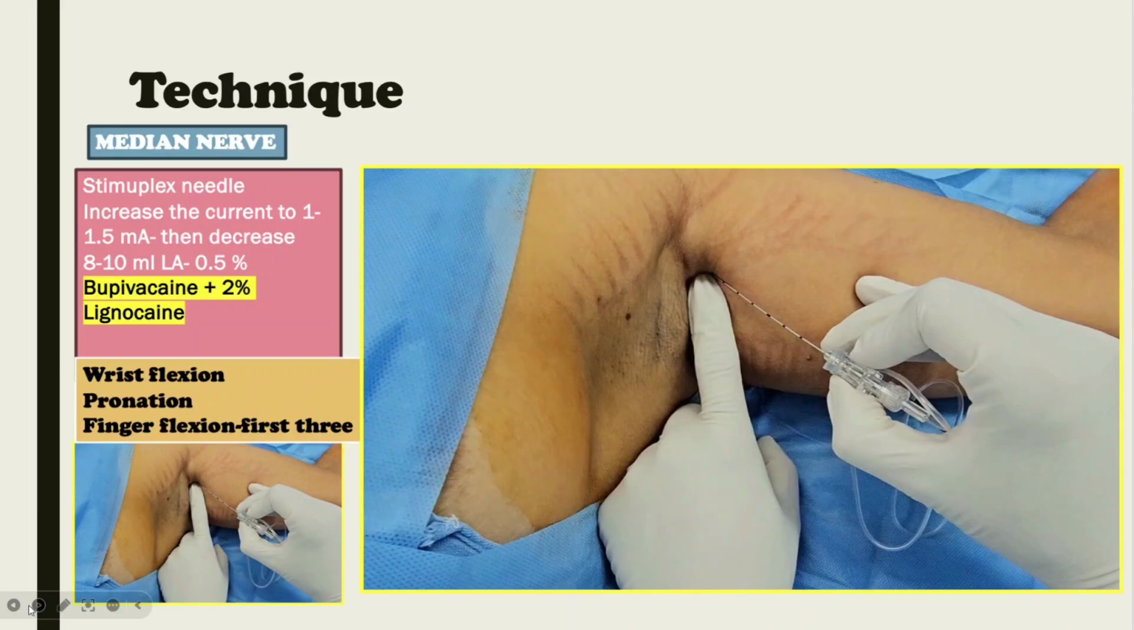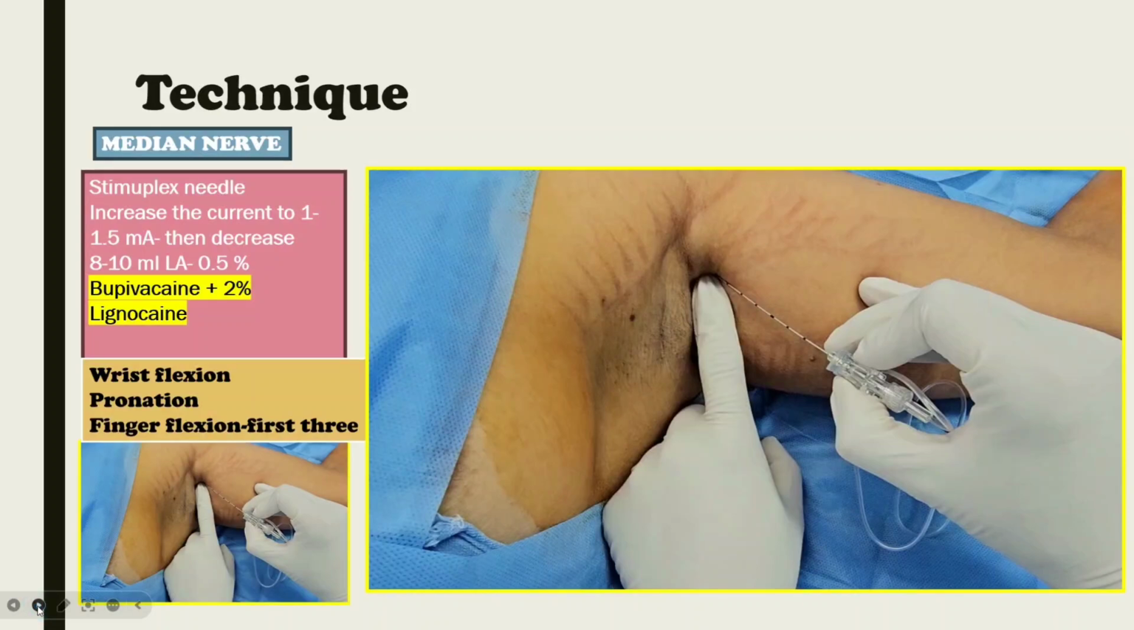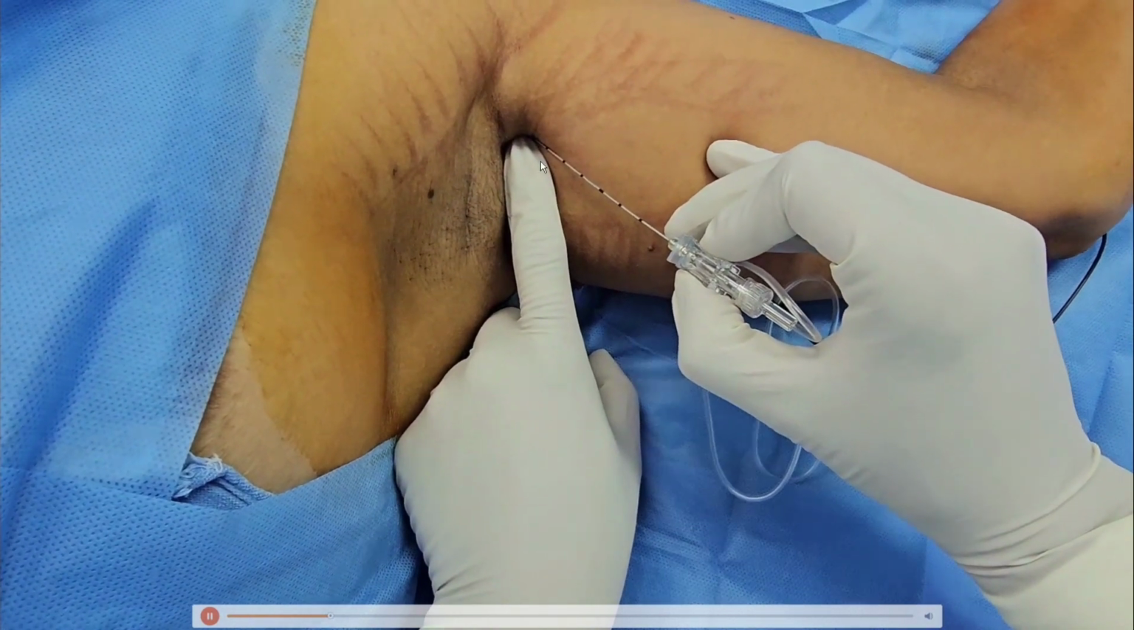The first injection that you normally do is for the median nerve. For this you palpate your axillary artery, and the needle is punctured just above the artery. You need a Stimuplex needle, and after skin puncture increase the current slowly to 1 to 1.5 milliampere, with 1 to 2 hertz on the PNS. Then slowly go towards around 15 to 30 degrees cranially, and you can see wrist flexion and pronation. So you can take that response.